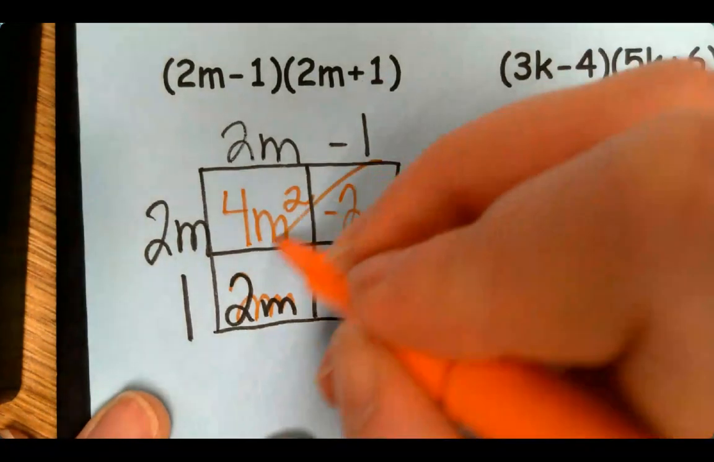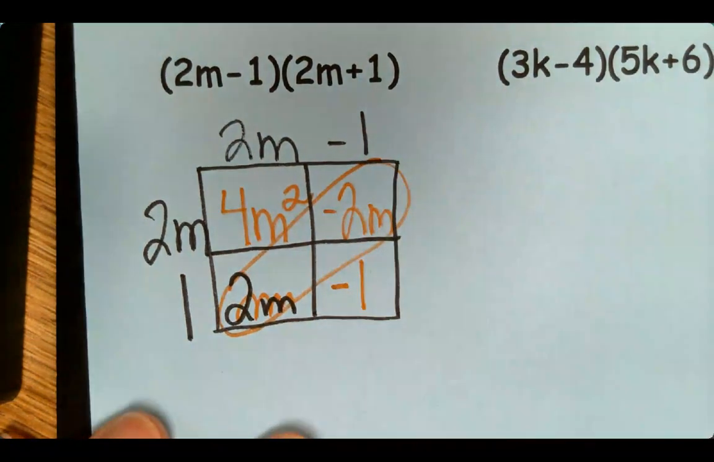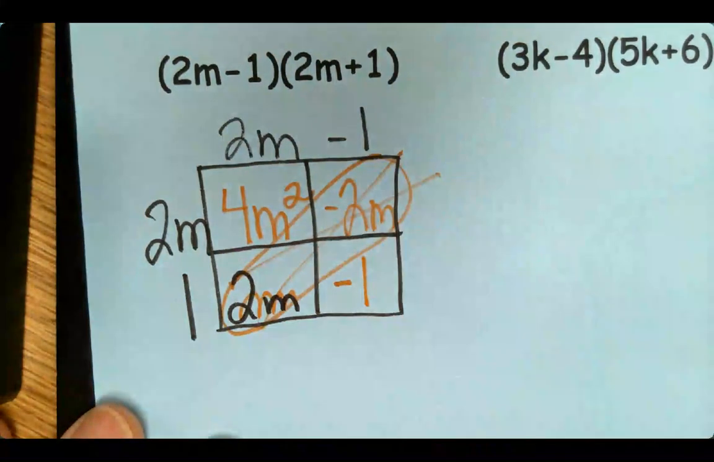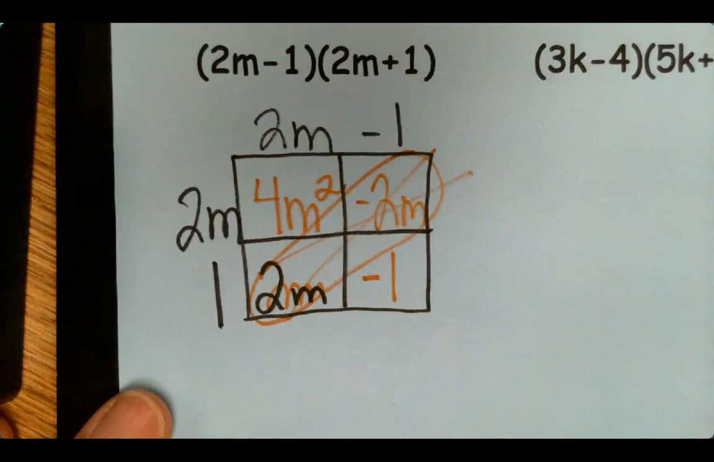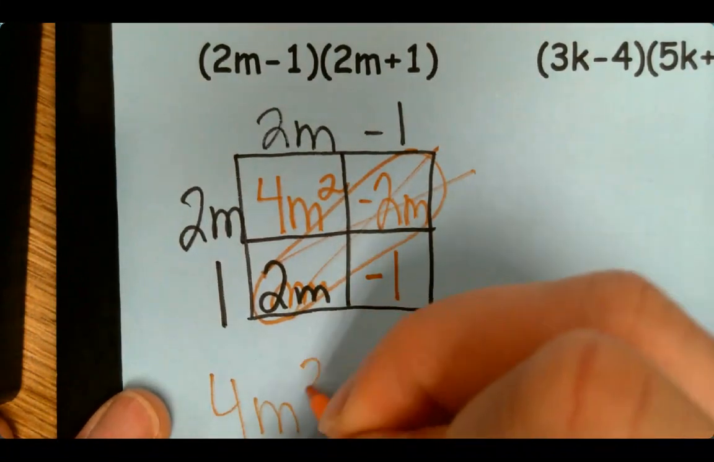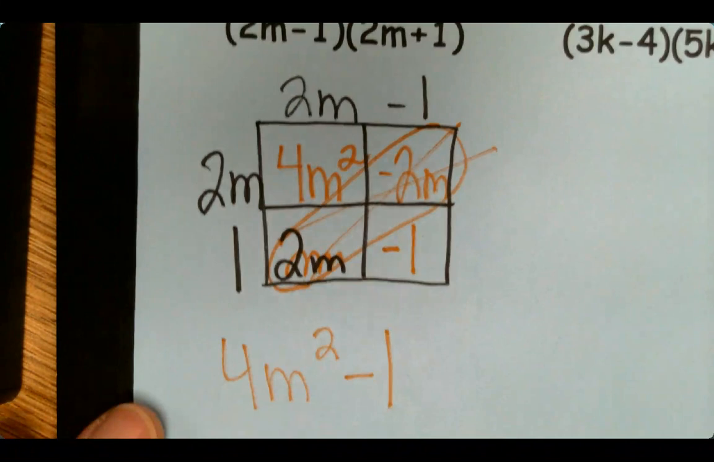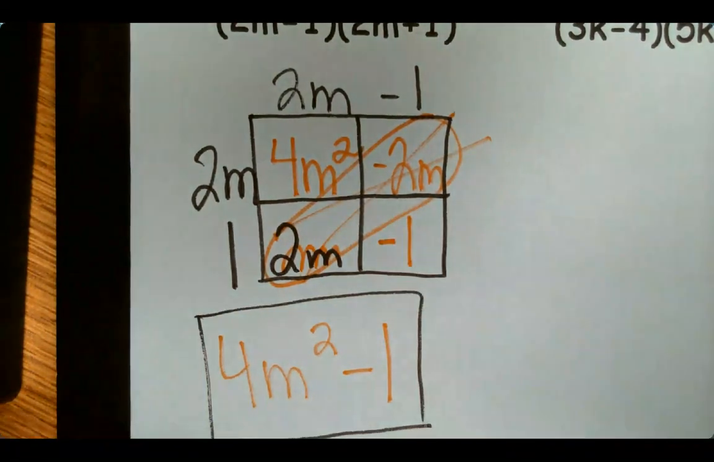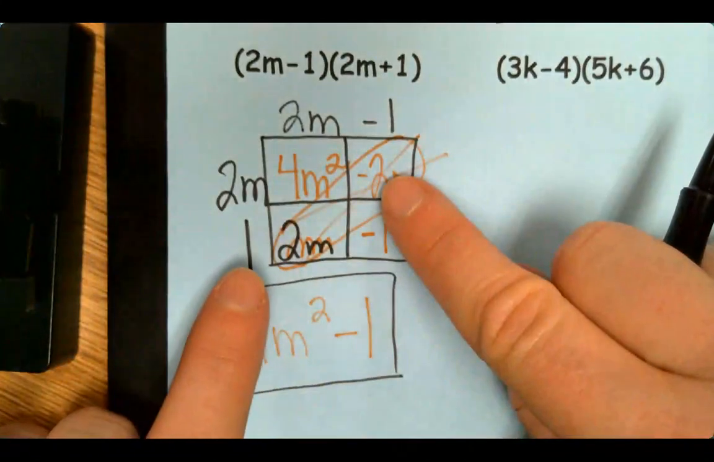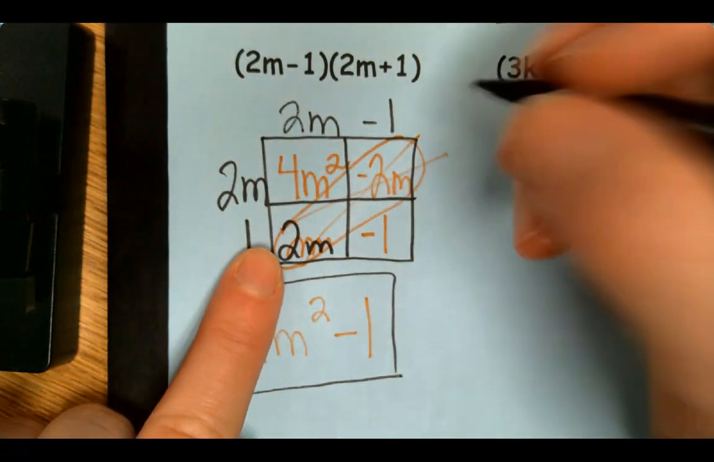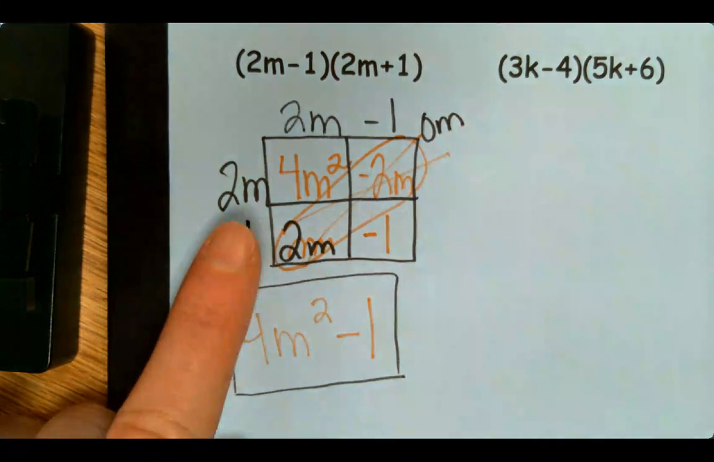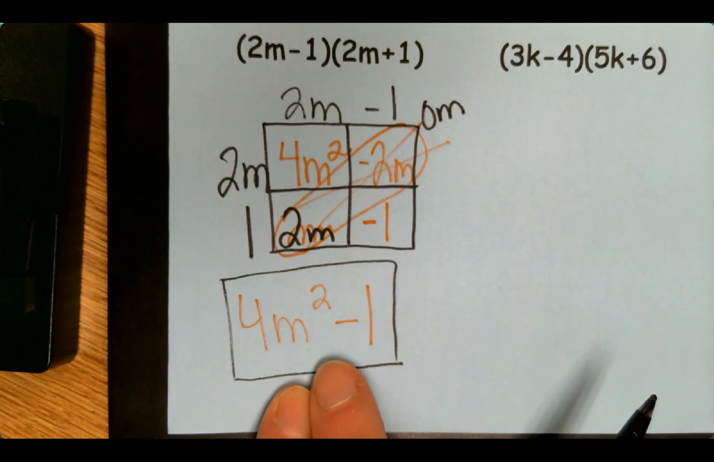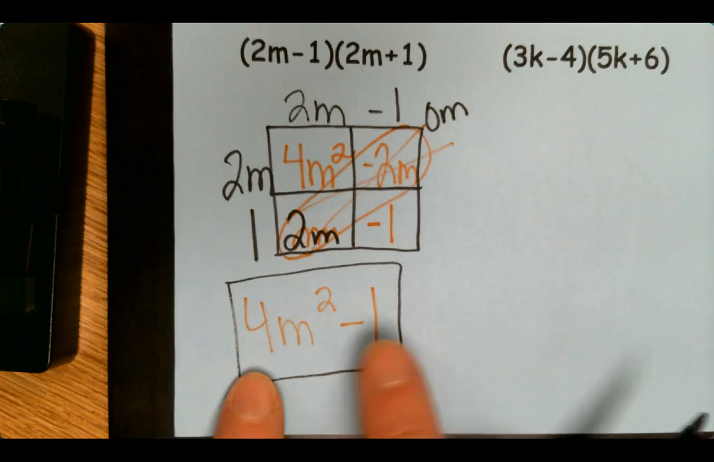All right, these diagonals. 2m minus 2m. How many m's do you have? Cross them out. They are the exact same, so there's nothing there. So all we have left is the 4m squared minus 1. You have a negative 2m and a positive 2m. So that actually gives you a 0m. So you don't have any m's, so that means we don't have a middle term. We just have 2 terms now.